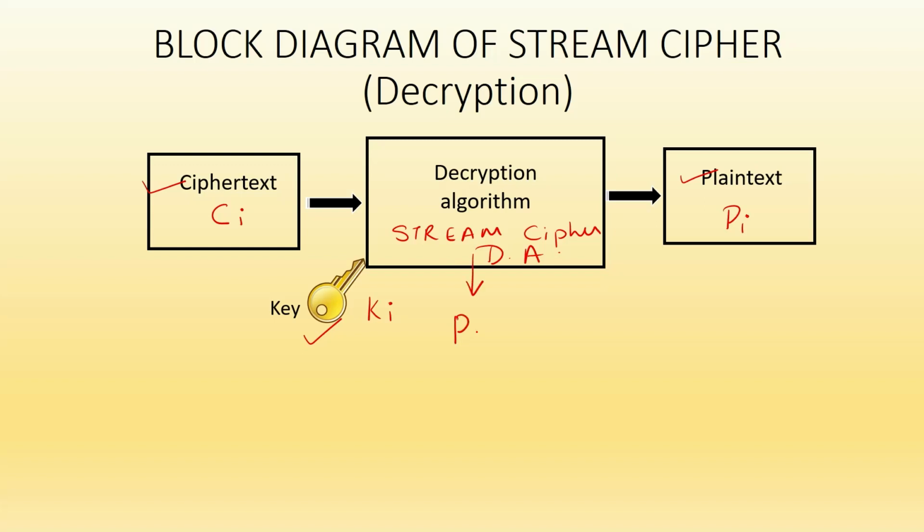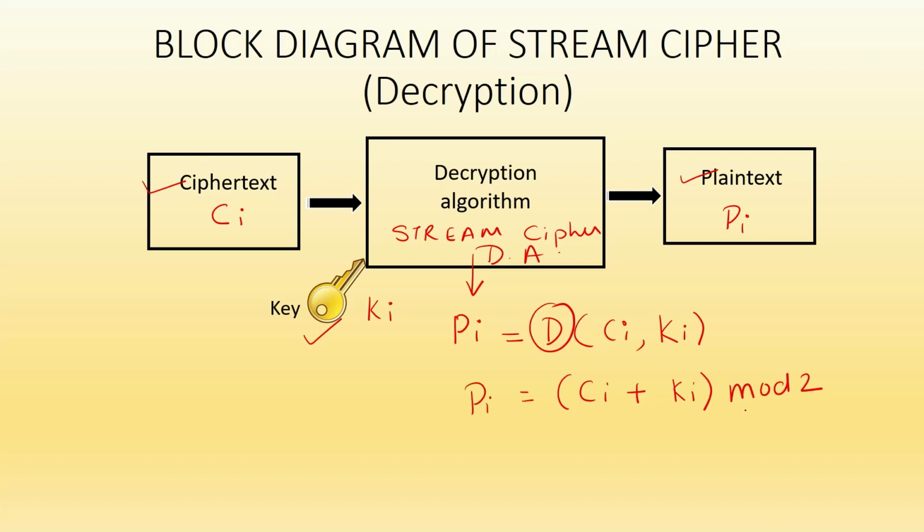We get the output plain text by using a decryption function on the ciphertext using the key Ki. Now what is the decryption function that you are using? The decryption function is the addition between the ith bit of ciphertext and the ith bit of K mod 2. Now as I discussed, mod 2 can also be shown with the help of XOR logic gate. So we can recover our plain text using XOR operation between the ciphertext and the key Ki.